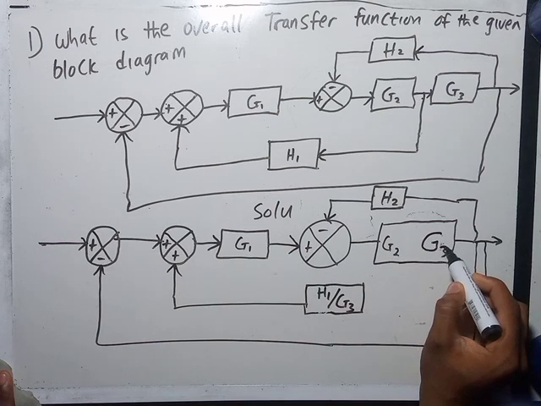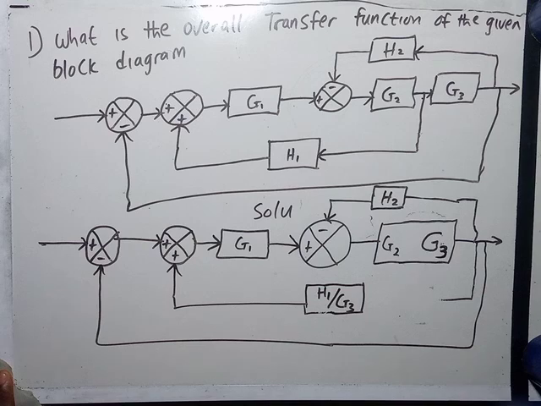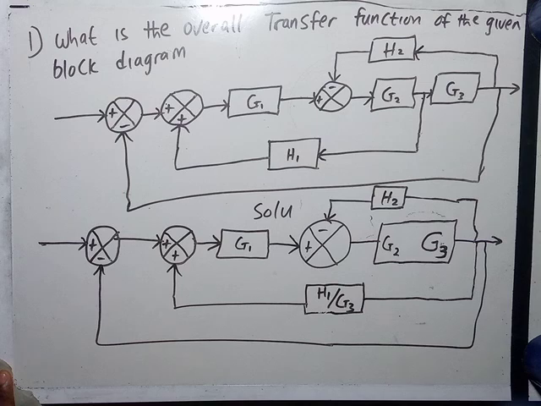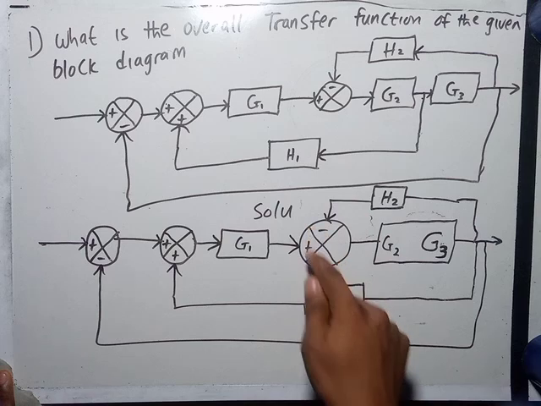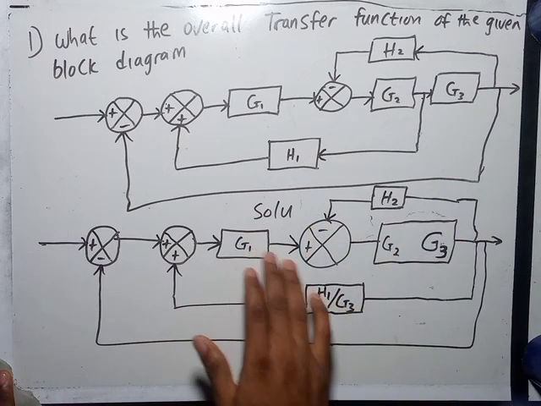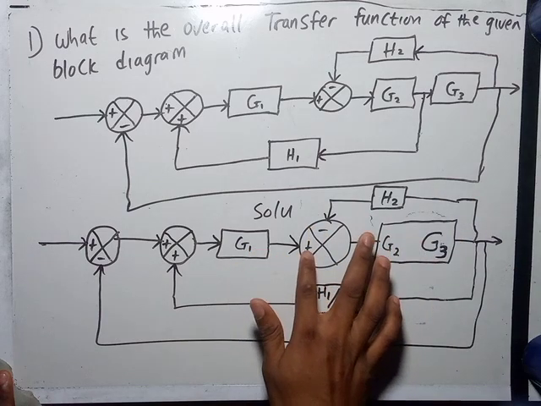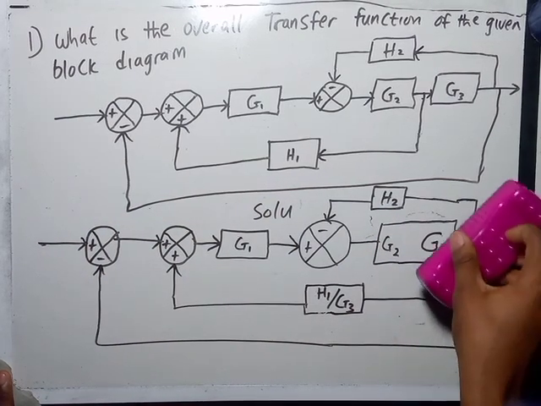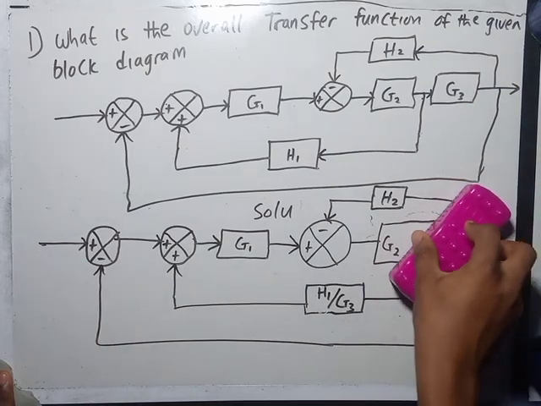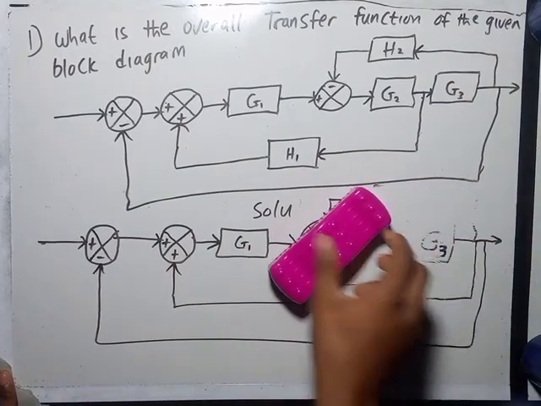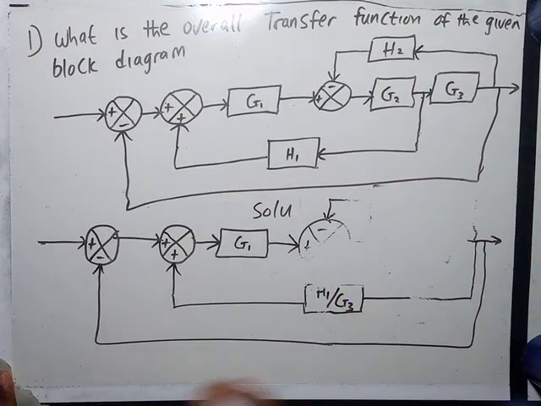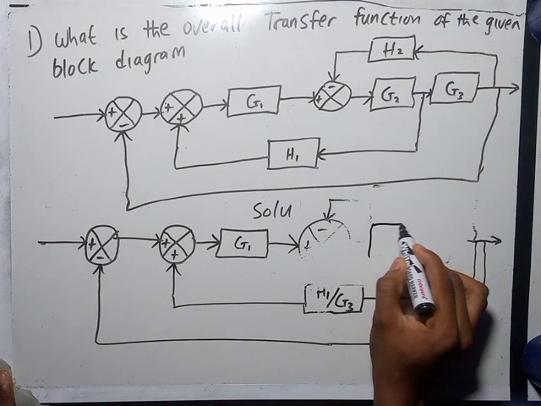G2 G3. That's for those in series. So we have multiplied them to get this. Now this is now a complete feedback loop. So using our feedback knowledge, this is plus and minus. So using our feedback knowledge, we are going to replace this part, we'll be having a transfer function here.